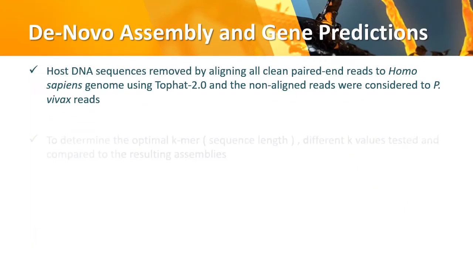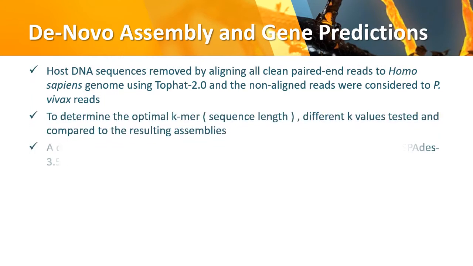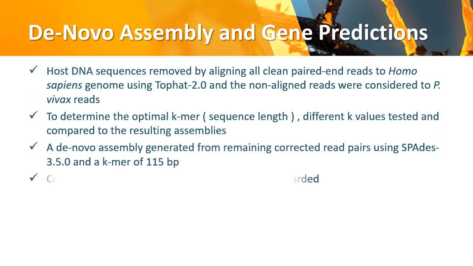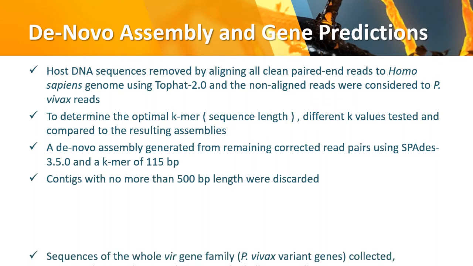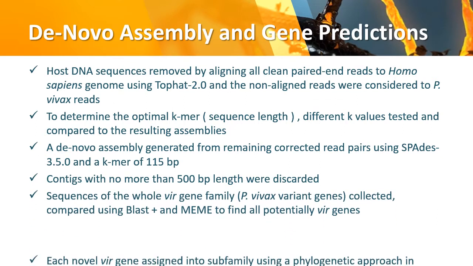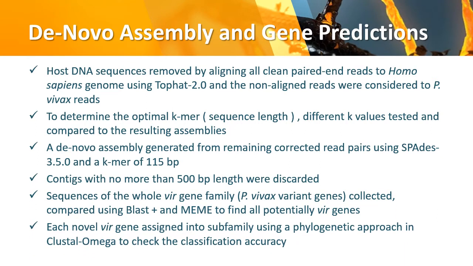In de novo assembly and gene prediction, host DNA sequences were removed by aligning all clean paired-end reads to the Homo sapiens genome using TopHat 2.0, and the non-aligned reads were considered to be Plasmodium vivax reads. To determine the optimal k-mer, different k-values were tested, and the resulting assemblies compared. Sequences of the whole vir gene family were collected and compared using BLAST and MEME to find all potential vir genes.